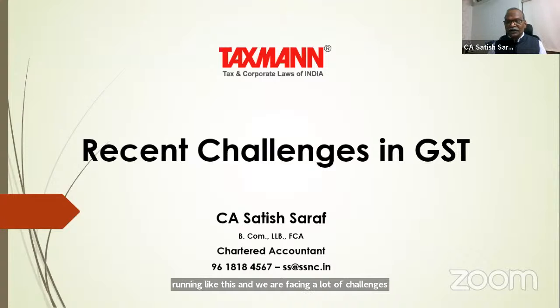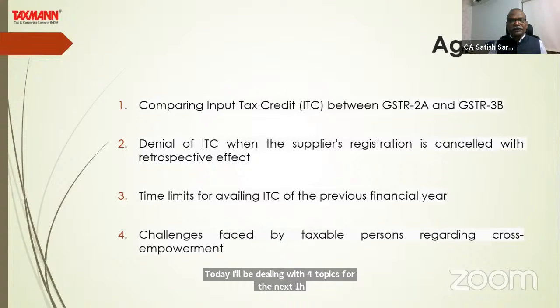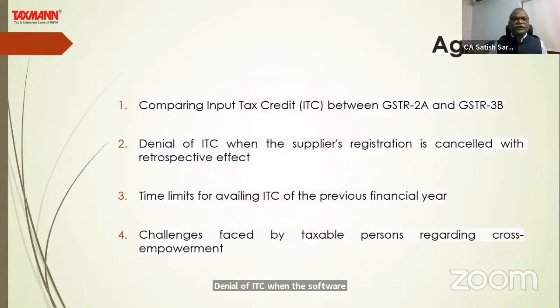Coming to the topics allotted to me. Today, I'll be dealing with 4 topics for the next 1 hour. They are: comparing input tax credit with respect to GSTR 2A and 3B; denial of ITC when the supplier's registration is cancelled with retrospective effect; the time limit for availing the input tax credit of the previous financial year, that is Section 16, subsection 4 of the CGST Act; and the challenges faced by the taxable person regarding the cross-empowerment in our country.